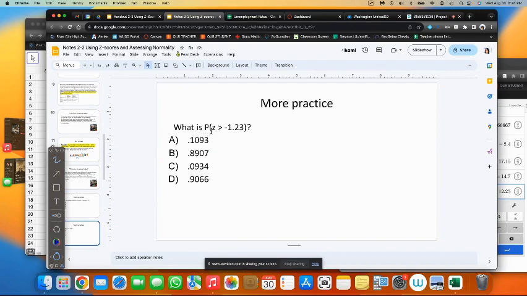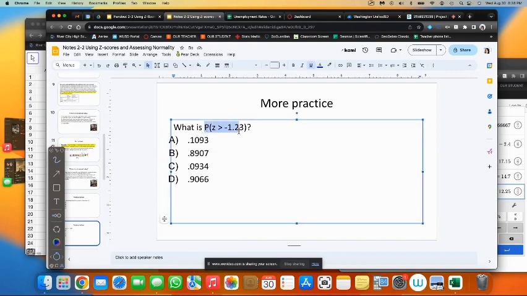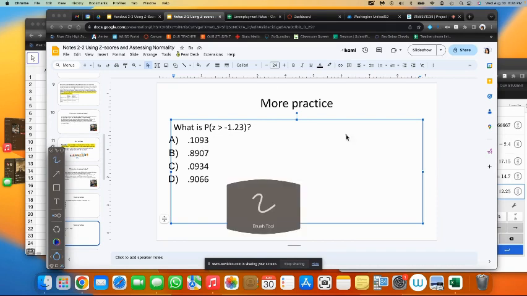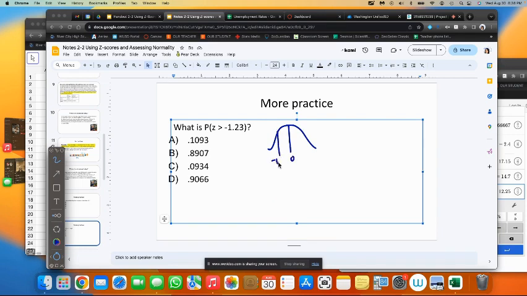So sometimes it might be written in this notation, which is basically saying find the probability that z is greater than negative 1.23. So greater than means to the right. So if we wanted to draw a picture of what that looks like, if this is 0, negative 1.23 is down here. Greater than means to the right. This is visually what we're looking for.